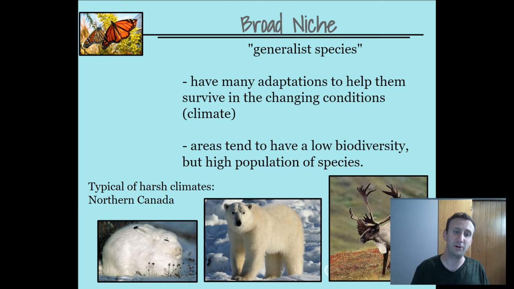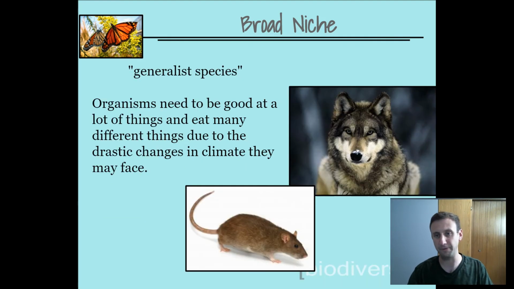Generalists are typical of harsh climates, like northern Canada, a great example of where we find a lot of generalist species. These are animals that can live under varying conditions. And as we go towards the poles, we find more and more generalist species that have a broad niche, and fewer specialists that have a very narrow niche, which means they have very few food sources that they rely on, and they play a very, very specific role.